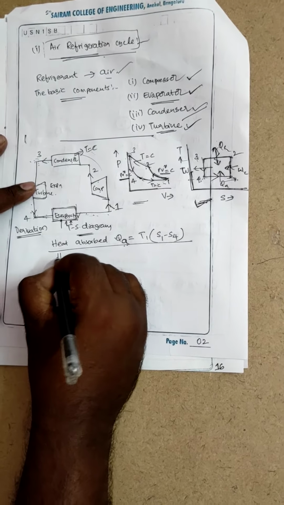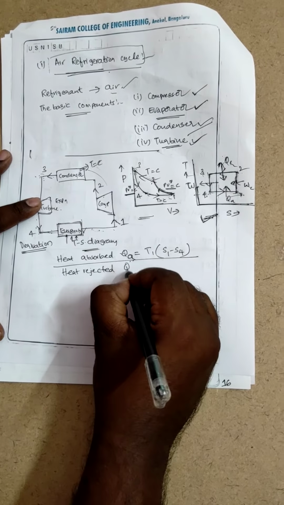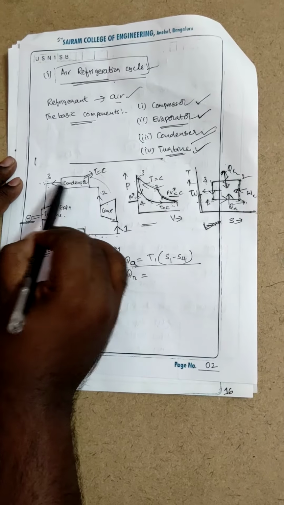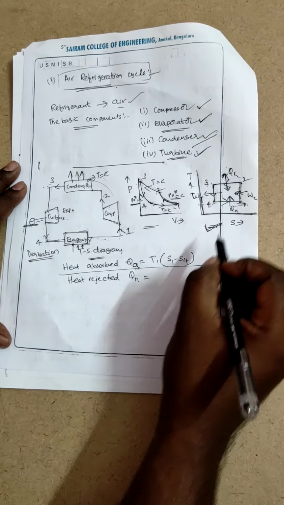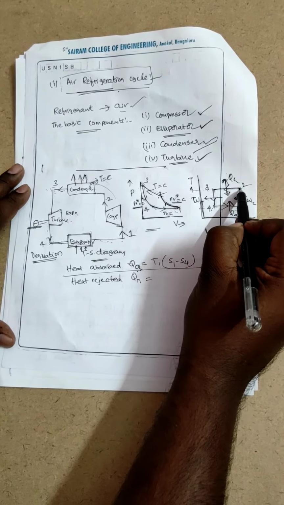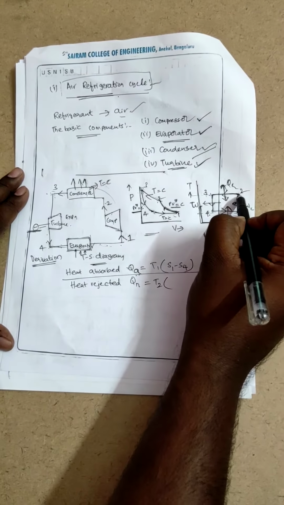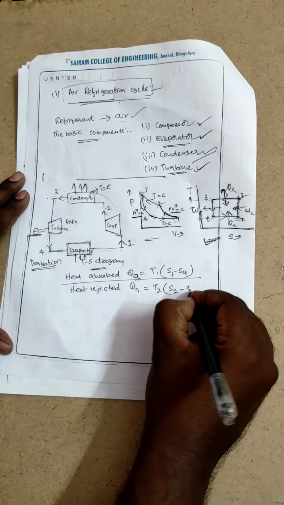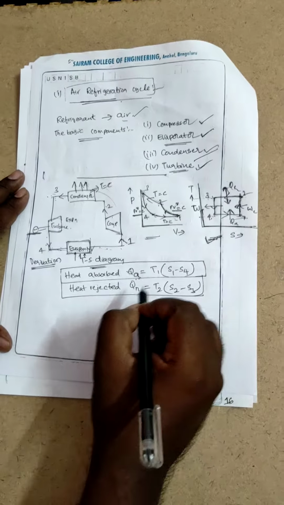In the same way, what is the heat rejected? How can we write QR? Heat is rejected in the 2 to 3 process. What is the 2 to 3 process? Condenser. In the condenser, heat is rejected. In the same way, we have to write the temperature, T2 or T3. We'll write T2 into S2 minus S3, where S2 is the highest entropy. So this is the heat rejection process, and that is the heat absorption process.